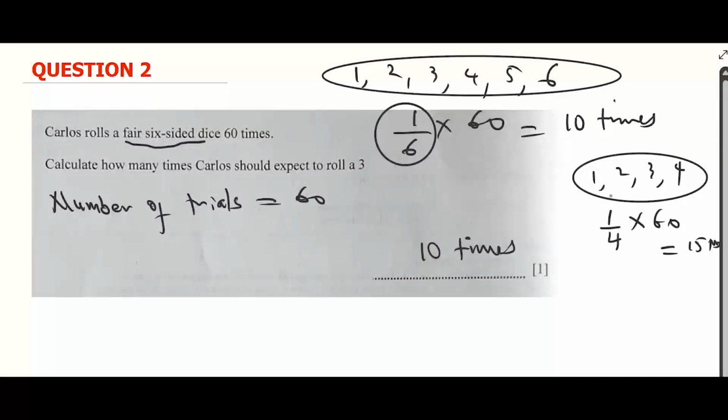So that means 1 can show up 15 times, 2 can show up 15 times, 3 can show up 15 times, 4 can show up 15 times, and the total will still be 60 trials.